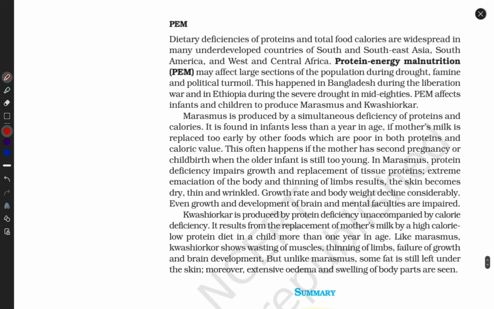PEM. Here are some diseases, guys, like kwashiorkor and marasmus. Look at here, very important, guys. Oh my god, how could I miss this thing. Dietary deficiency. If we take less rich food, we can suffer from this malnutrition, protein energy malnutrition. If we don't take a proper diet, proper calories, we suffer from malnutrition.